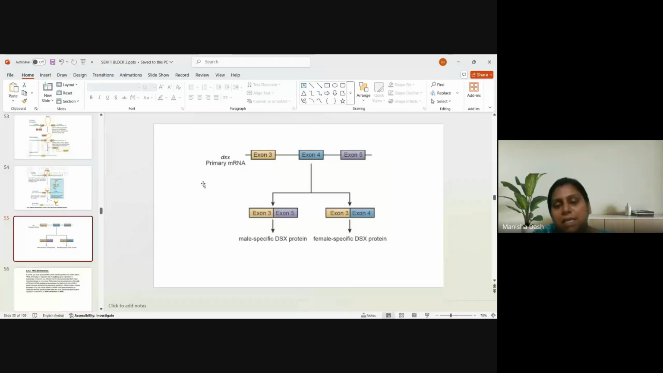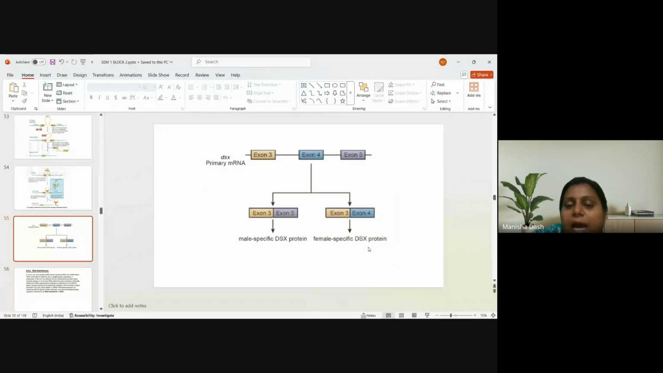Now coming to the significance of alternative splicing. As you can observe here, two different types of protein have been synthesized. In one splicing mechanism, exon 4 has been removed along with the intron, and exon 3 and exon 5 have combined. Whatever codons are present in exon 3 and exon 5, together they will give a particular type of protein. In another mechanism, exon 5 is not included, and exon 3 and exon 4 are joined together, giving the coding region.